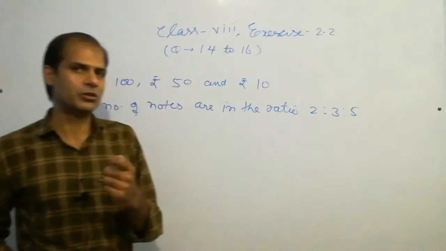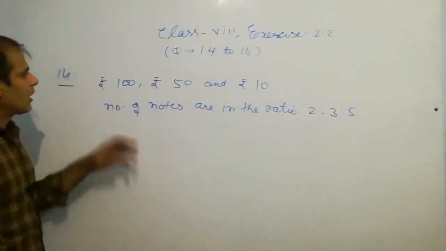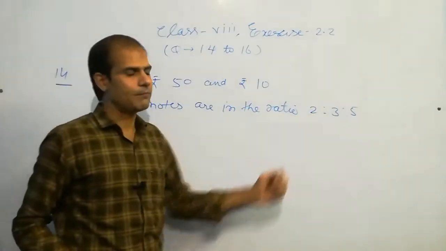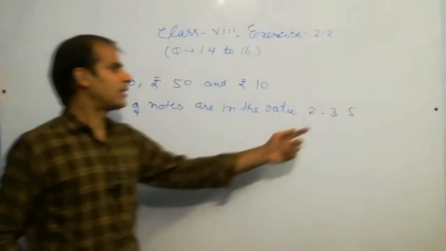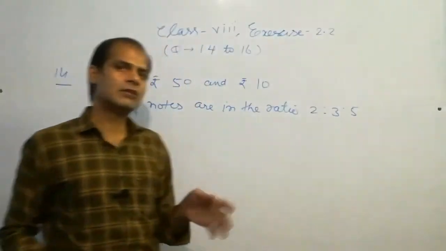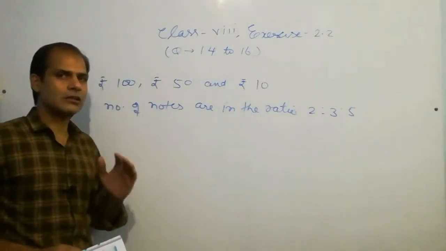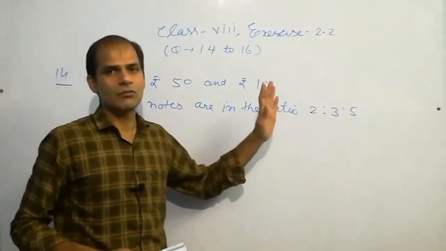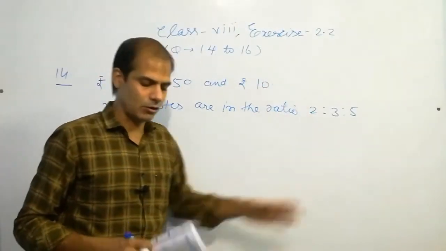What is the meaning of ratio? Listen carefully. If Lakshmi has 2 notes of 100 rupees, then there will be 3 notes of 50 rupees and 5 notes of 10 rupees. So this is the ratio. It doesn't tell the exact amount, it tells the comparison, it gives the comparison only.